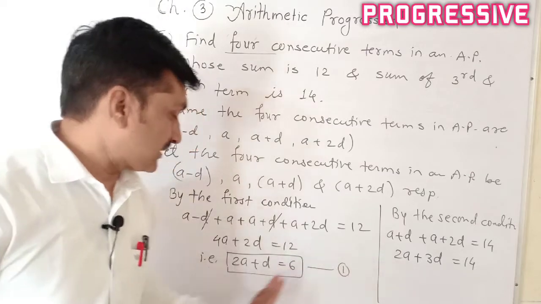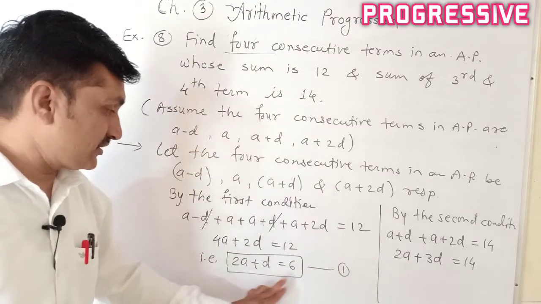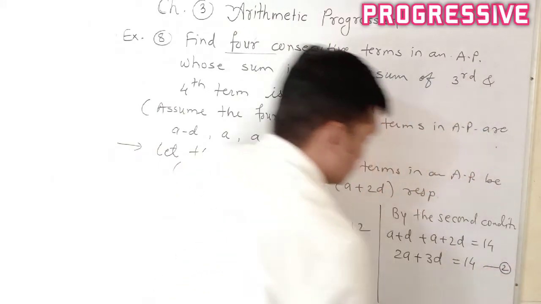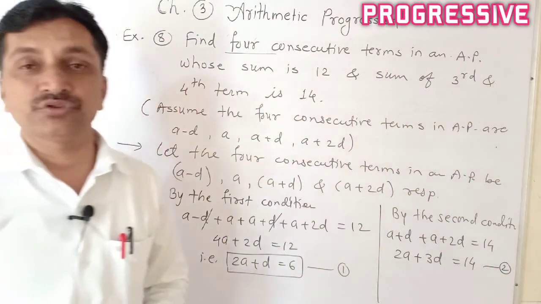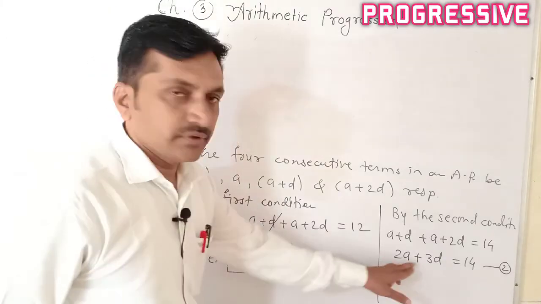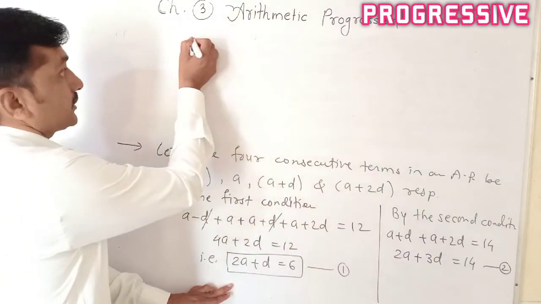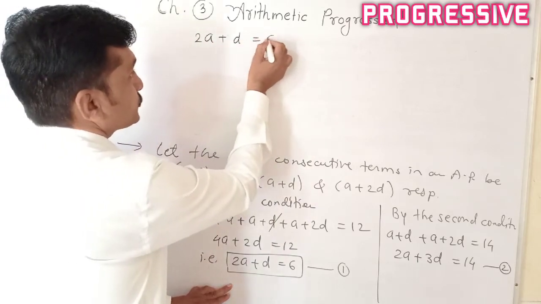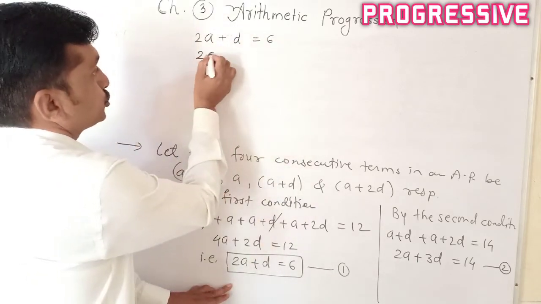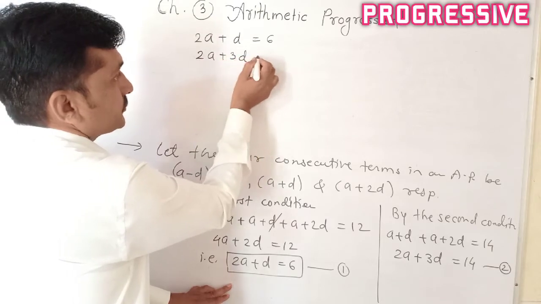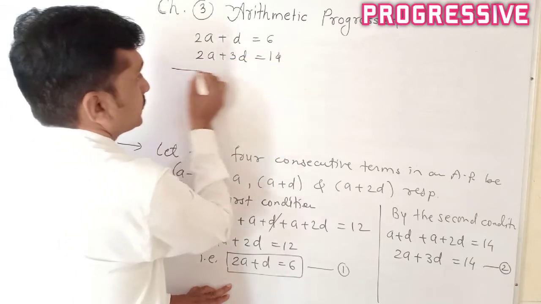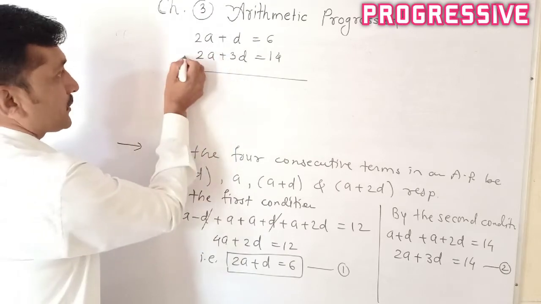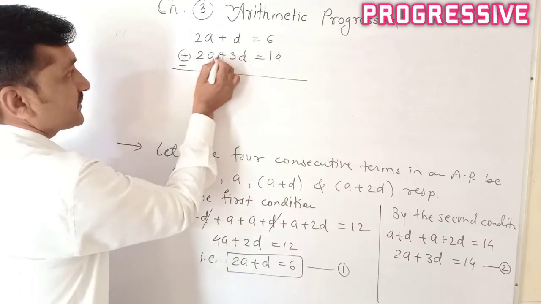Now here both are simultaneous equations. 2a plus d is equal to 6, and 2a plus 3d is equal to 14. This is number 2. Now we have to solve these two simultaneous equations. Equation 1: 2a plus d is equal to 6. Equation 2: 2a plus 3d is equal to 14. Here 2a, 2a are like terms, that's why we have to subtract. For subtraction, change the signs of the second.